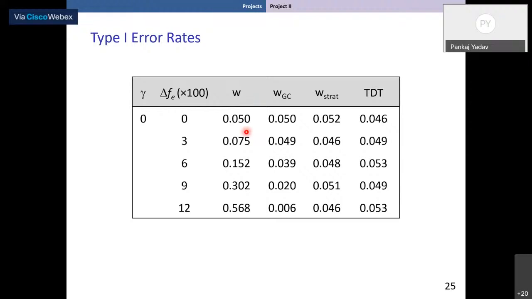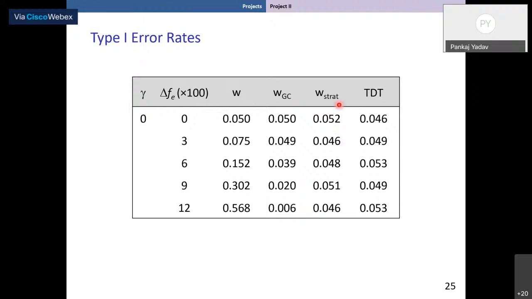So this was the traditional study design, case-only design statistics. Here you can see that if we increase the delta FE value, we see inflation in the type 1 error rate. And then we have WGC, which is the correct test statistic corrected by the genomic control approach. Here we can see that the type 1 error is controlled, but as the level of joint stratification increases, it becomes more conservative, as the type 1 error rate goes below 5%.